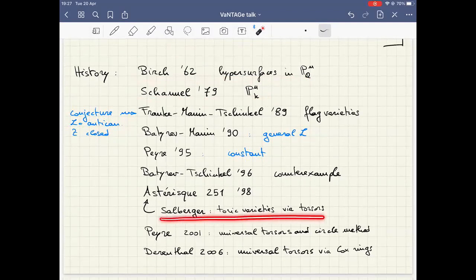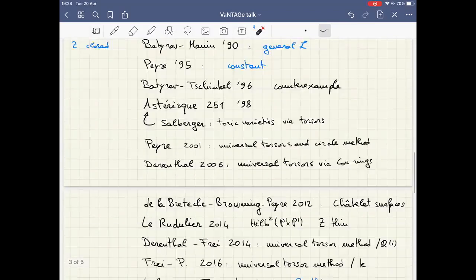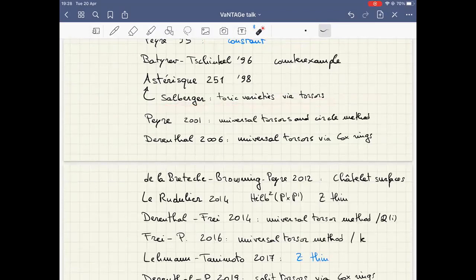This paper by Salberger is maybe not the first, but the first paper that does a big work on explaining the role of torsors in this case. I think that torsors are already mentioned somewhere in Peyre's paper from 95. So Salberger's, I would say, is probably the first paper that theorizes using torsors for counting points for Manin's conjecture. And from now on, I'm only listing papers that give a very important contribution to the development of the conjecture, or that are important for this universal torsor method or split torsor method, depending on how you want to call it.